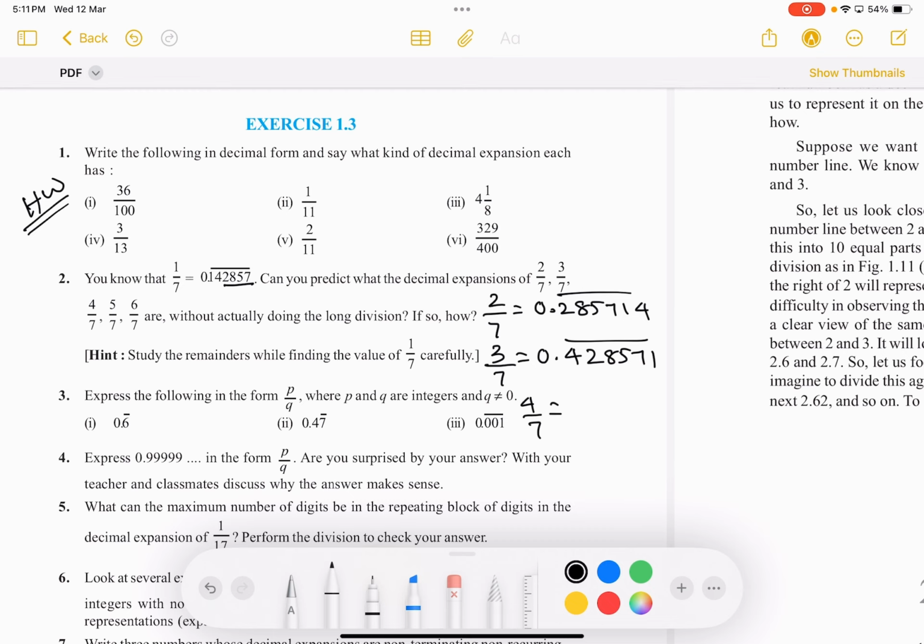So what is next? What is 4 by 7? 40, 5 sevens are 35. So it will become 5 7 1 4 2 8, right? Next, what is 5 by 7? 50, 7 sevens are 49. So 0.71428.